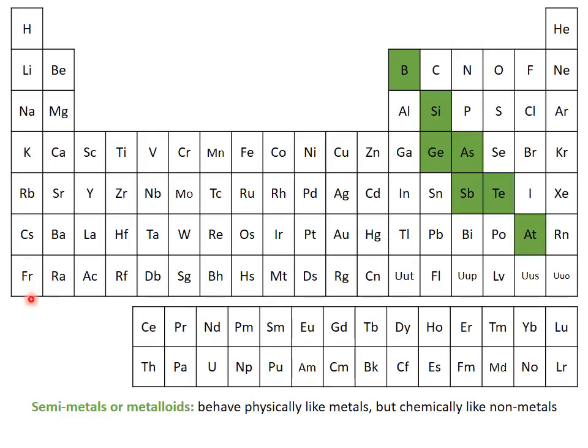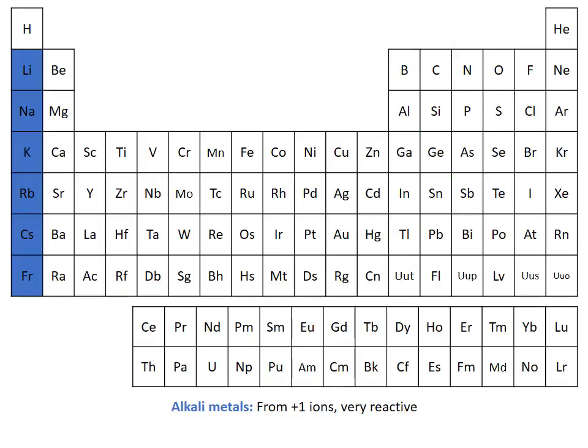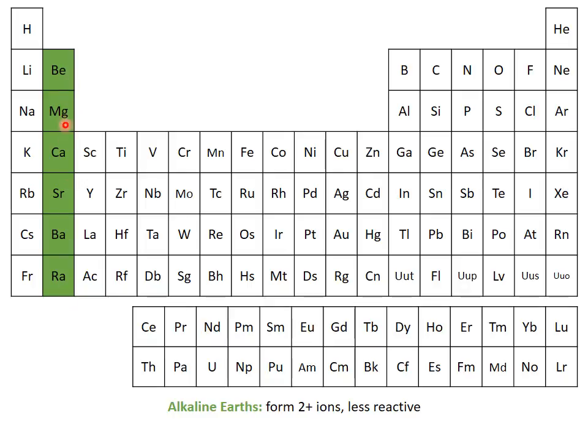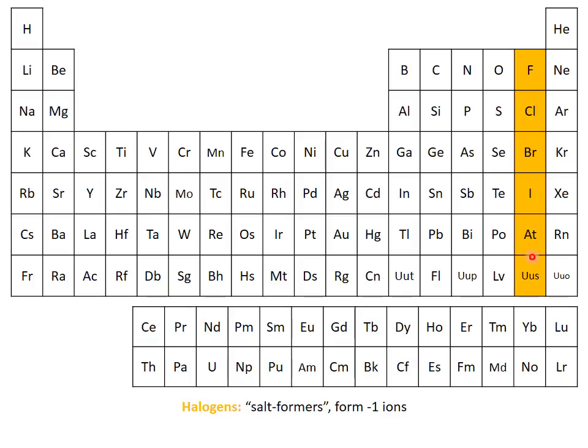Lastly, there are a couple groups that I would like to call your attention to. First, we have the alkali metals here in group 1. They tend to form +1 ions, and they are very, very reactive. Next are the alkaline earths. These tend to form ions with a 2+ charge, and they are less reactive than the alkali metals. Over here in group 17, you have the halogens. That means salt former. And these all tend to form -1 ions.